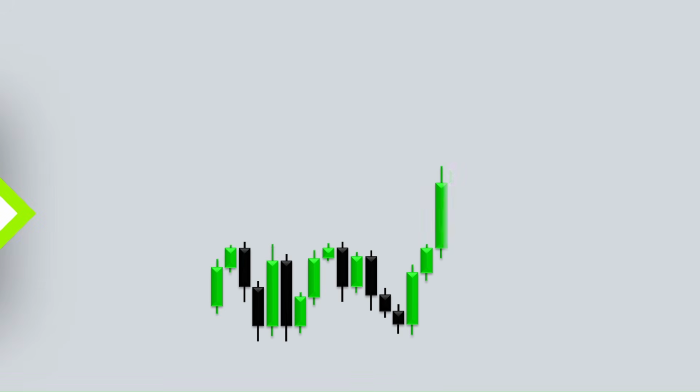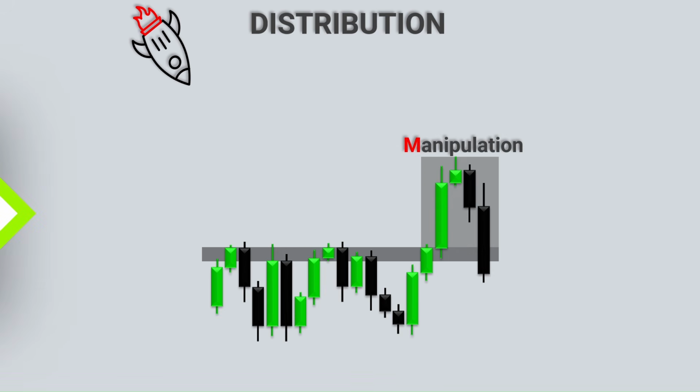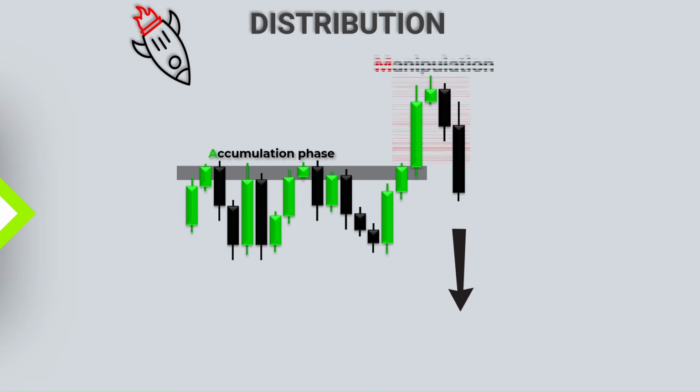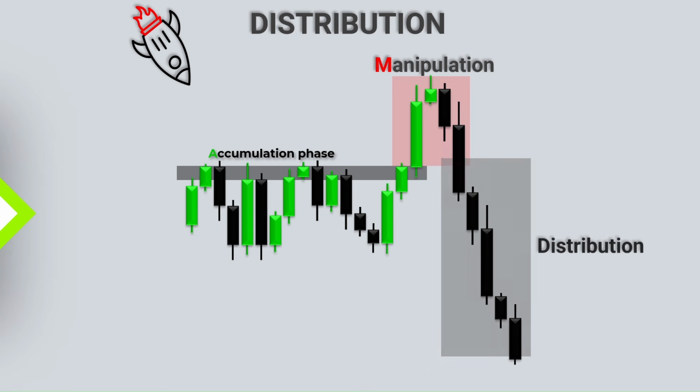Finally, the distribution phase. In the distribution phase, the market reaches a high point and prices begin to stabilize or reverse. This is your opportunity to profit, but only if you've correctly understood the previous phases and the right candle signals. The CRT model gives you the confidence to act during this critical phase.